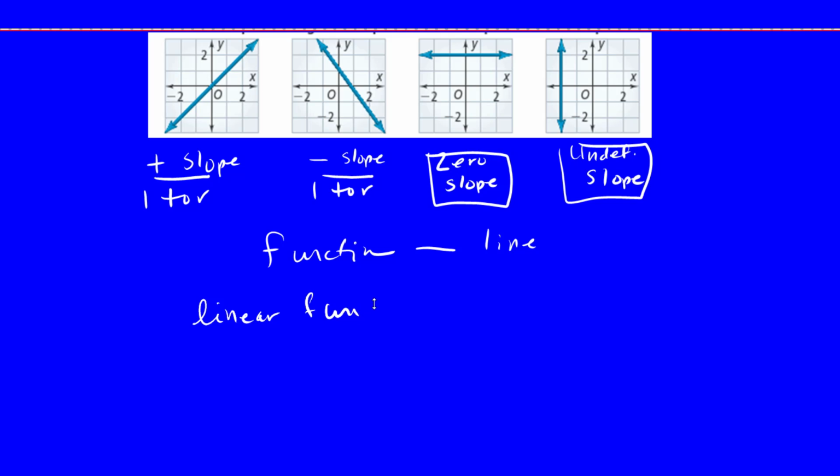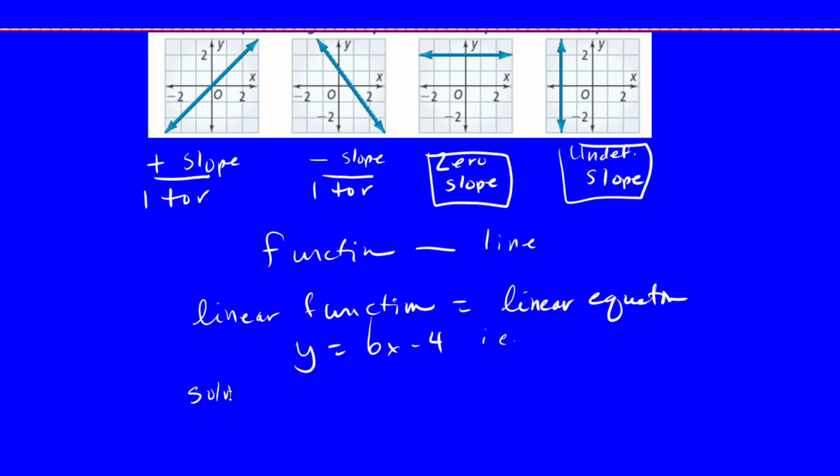Now, this may be some review for you, especially if you had Algebra 1. So you can represent a linear function with a linear equation. Now, a linear equation is going to look something like this. y equals 6x minus 4. This is an example of a linear equation. Now, a solution of that linear equation is going to be any ordered pair that makes it true. So let's take a look.